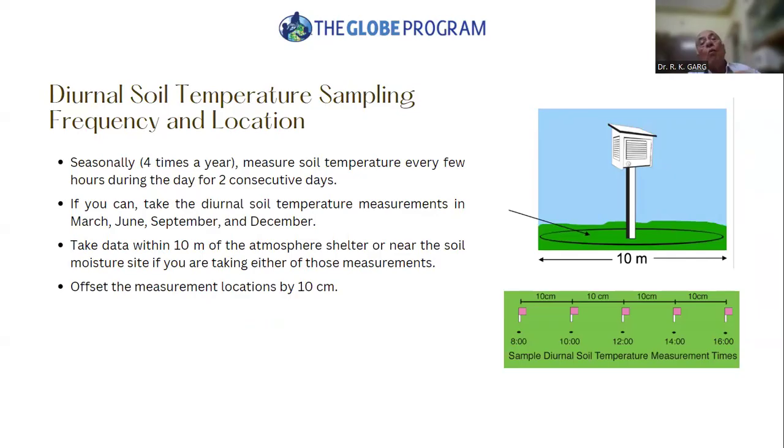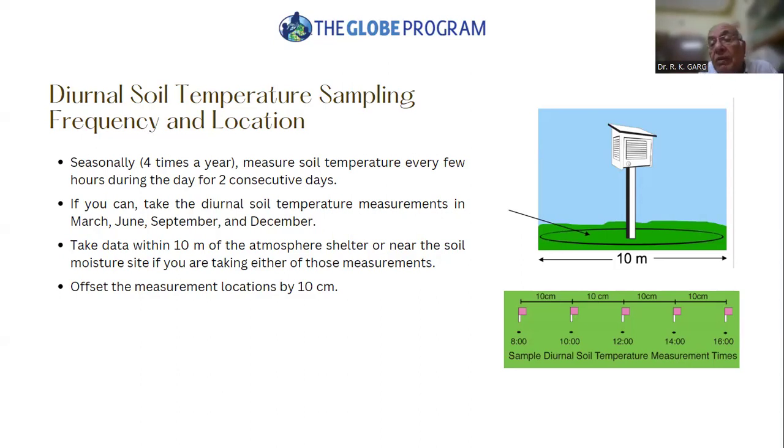Now, GLOBE expects us to measure at least 4 times in a year, that means each season. Season, I told you, may be winter, summer, autumn, or spring. Spring season in March, June is the summer, September is the autumn season, December is the winter season. So we have to record, if possible, the diurnal soil temperature. Diurnal soil temperature means we take the readings of the atmospheric shelter and the soil, as well as all these things, at least at 10 different locations.